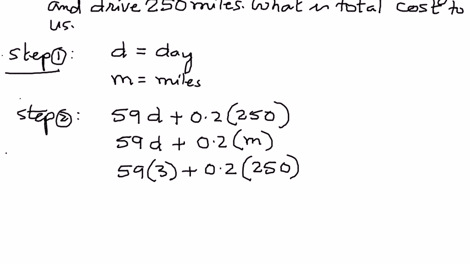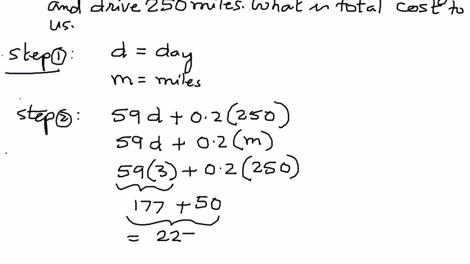When we simplify this, we should be able to get the dollar amount. 59 times 3 is equal to 177, plus 0.2 times 250, which gives us a value equal to 50. When we combine these two numbers, 177 plus 50 is equal to 227.